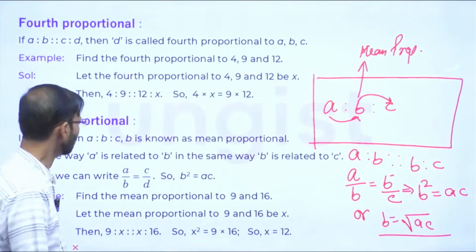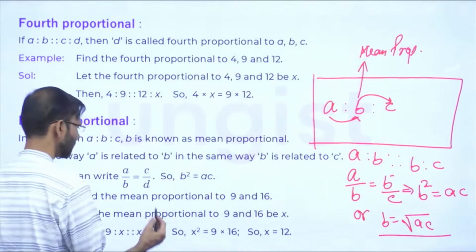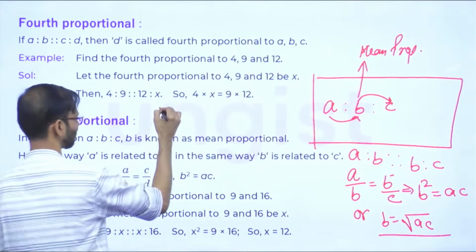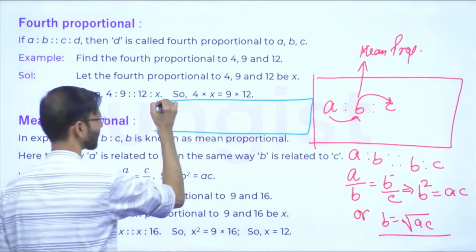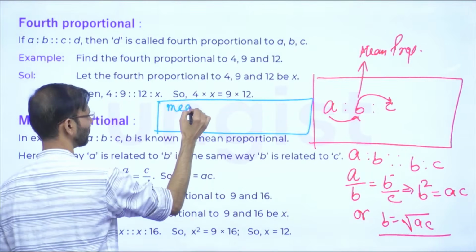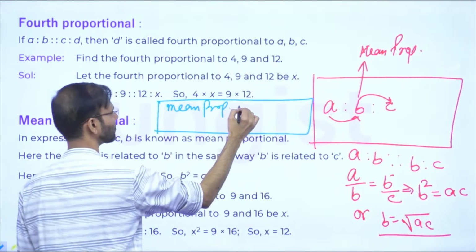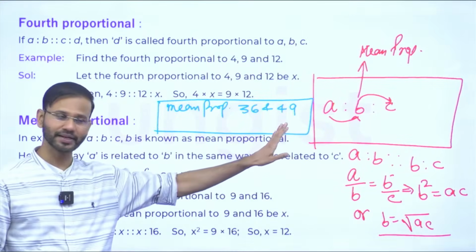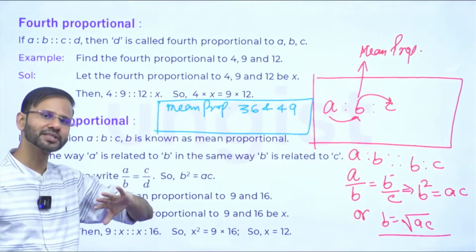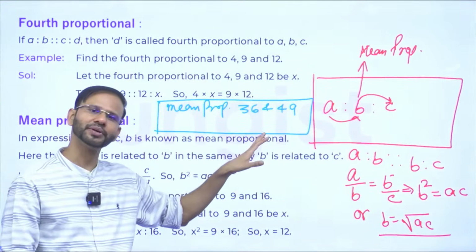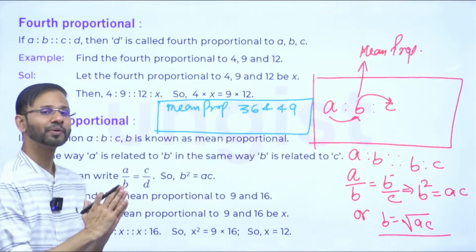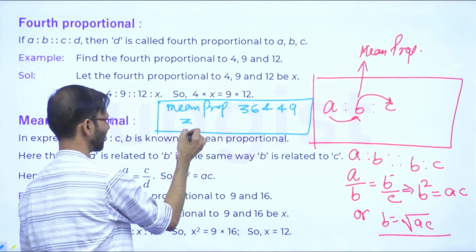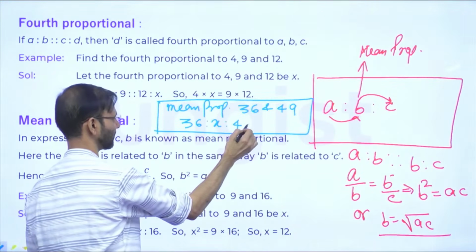Everybody? Fine. So friends, here the question comes. I'm just framing a random question for you guys. The question is, find the mean proportion of 36 and 49. Let's say the question is like this. Don't solve this question. What you need to do is, suppose I have assumed that the mean proportion is X, for example. Don't do that. Just look at it. 36 is to X is to 49.